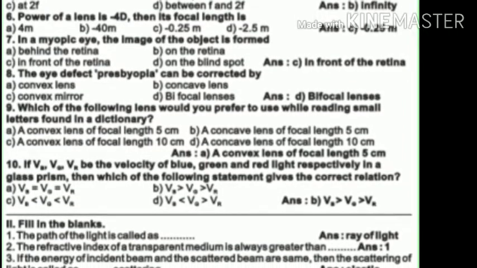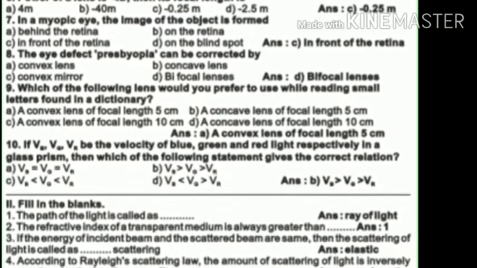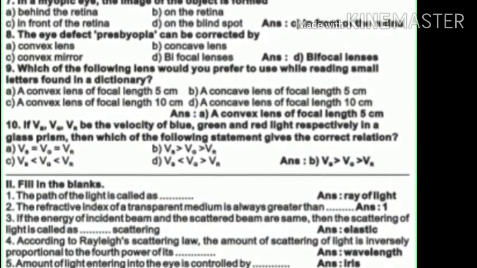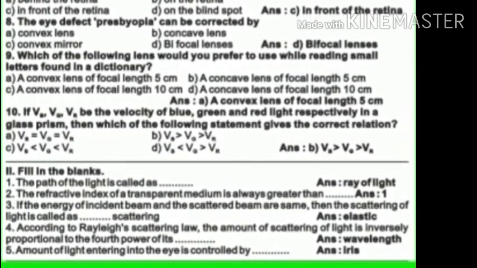Question number 9. Which of the following lens would you prefer to use while reading small letters found in a dictionary? Option A, convex lens of focal length 5 cm. So the 10th question, you just go through it.